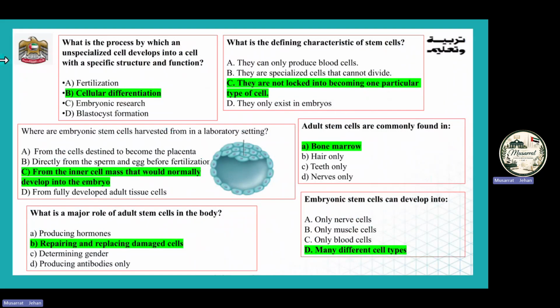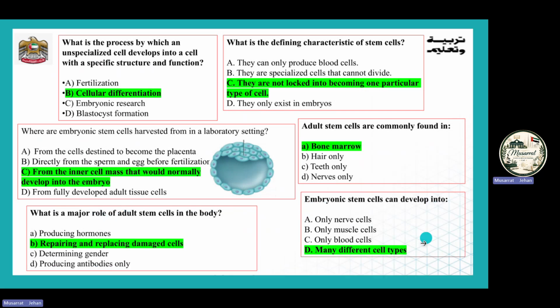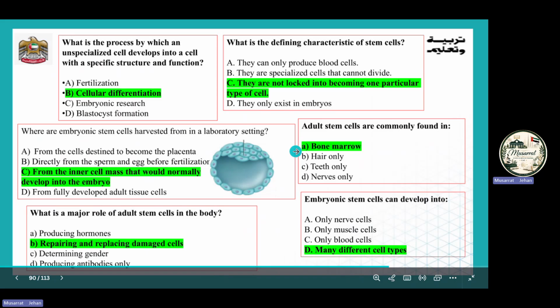So now pause the video and see the questions. What is the process by which an unspecialized cell develops into a cell with a specific structure? Cellular differentiation. What is the characteristic of stem cells? They are not locked into becoming one type of cell. They can form more types of cells. Adult stem cells are mainly found in bone marrow, whereas embryonic stem cells are harvested in the laboratory from the inner cells. From here you get the embryonic stem cells. But this is controversial, right? What is the major role of adult stem cells? Repair and replace the damaged cells. Embryonic stem cells develop into many different types of cells.